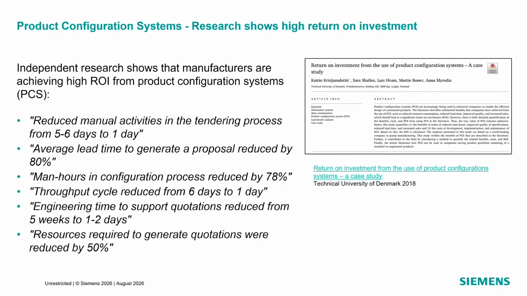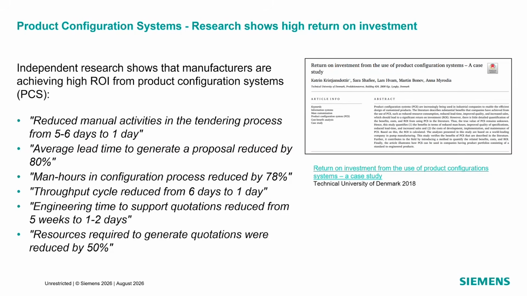And here is another case study that I have listed on this slide. And again, these case studies show substantial reduction in configuration effort and cycle times by companies that have really started using this configuration software. So again, as we see on the slide, manual activities in the tendering processes for these companies on average have gone down from maybe even a week to 1 day. The average lead time to generate proposals has been reduced by 80% and so on.